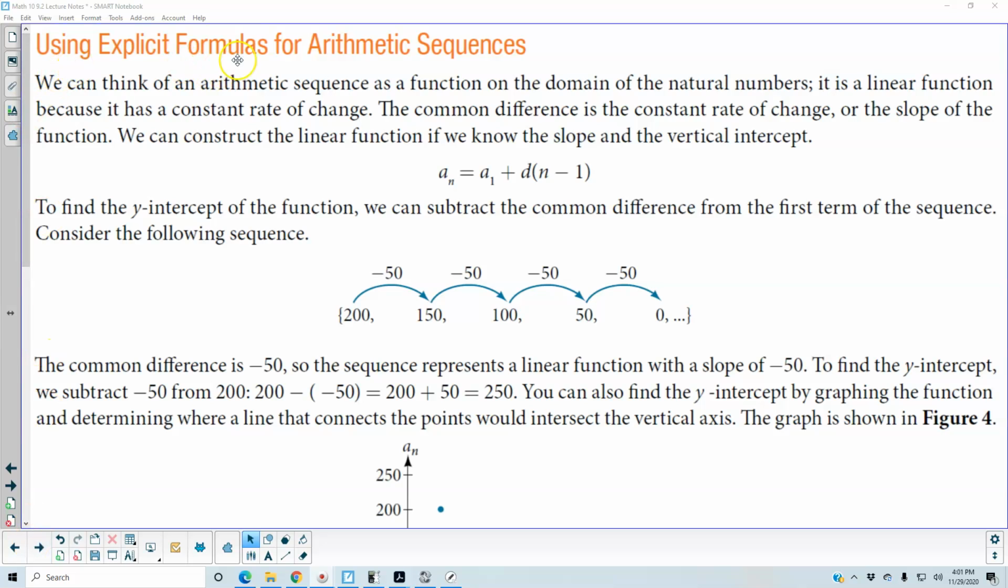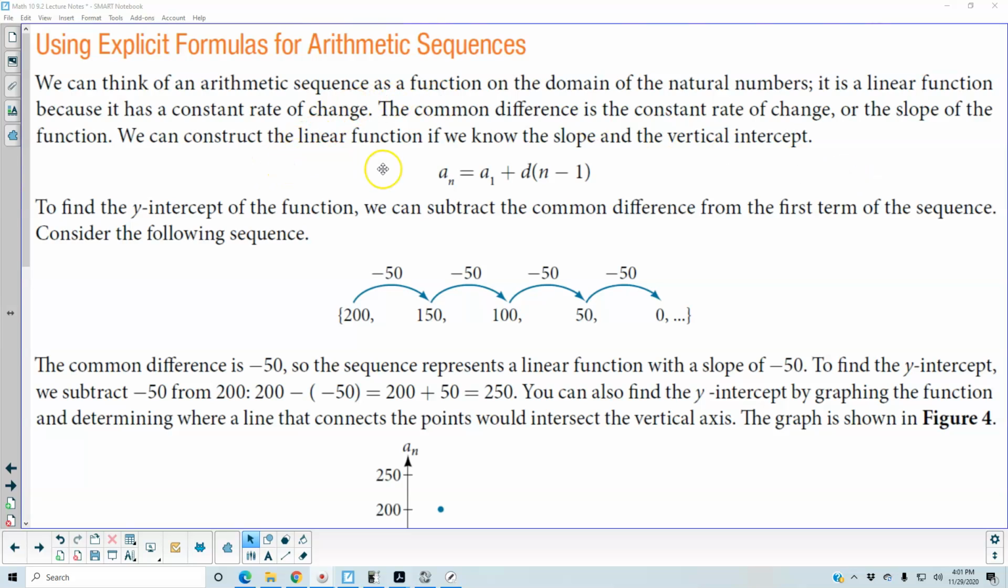Using explicit formulas for arithmetic sequences. We can think of an arithmetic sequence as a function on a domain of the natural numbers. It is a linear function because it has a constant rate of change. The common difference is the constant rate of change, or the slope of the function.